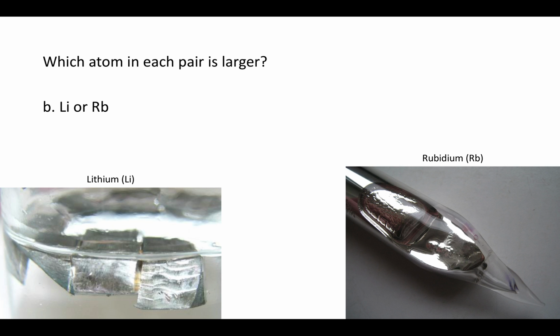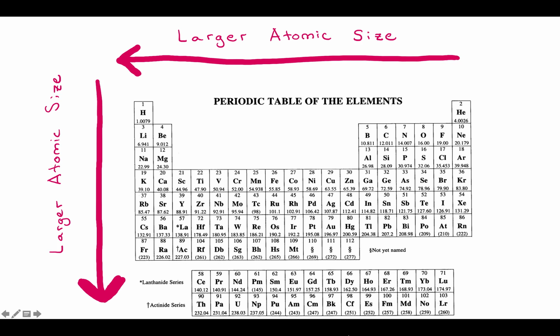Okay, which atoms are larger, the atoms that make up lithium or the atoms that make up rubidium? Where are they? Lithium is here, rubidium is here. Rubidium is lower down, so it is larger.